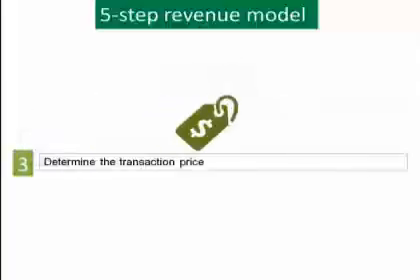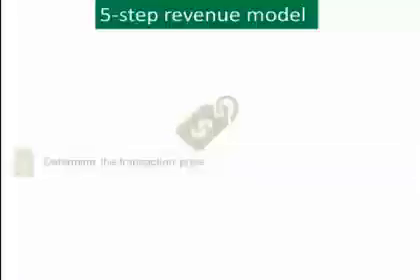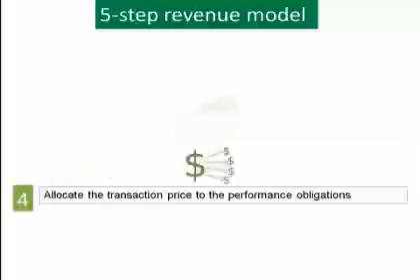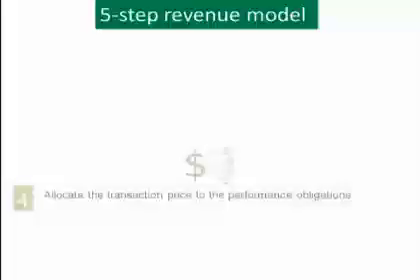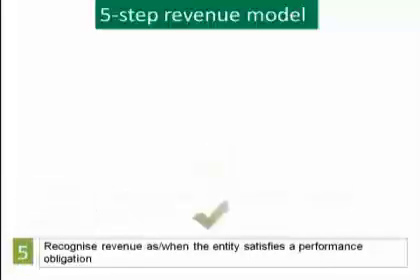The third screencast will be the third step of the revenue model: Determine the transaction price. The fourth screencast will be the fourth step of the revenue model: Allocate the transaction price to the performance obligations. The fifth screencast will be the fifth step of the revenue model: Recognize revenue as or when the entity satisfies a performance obligation.